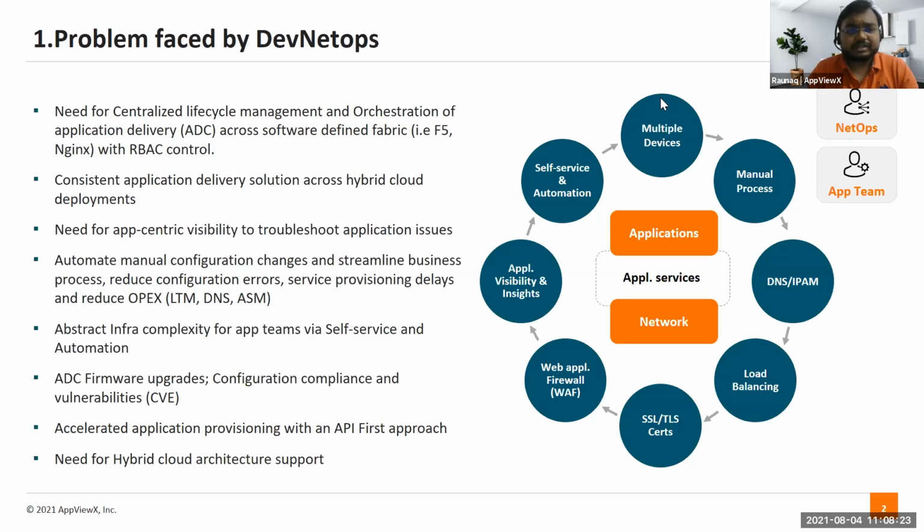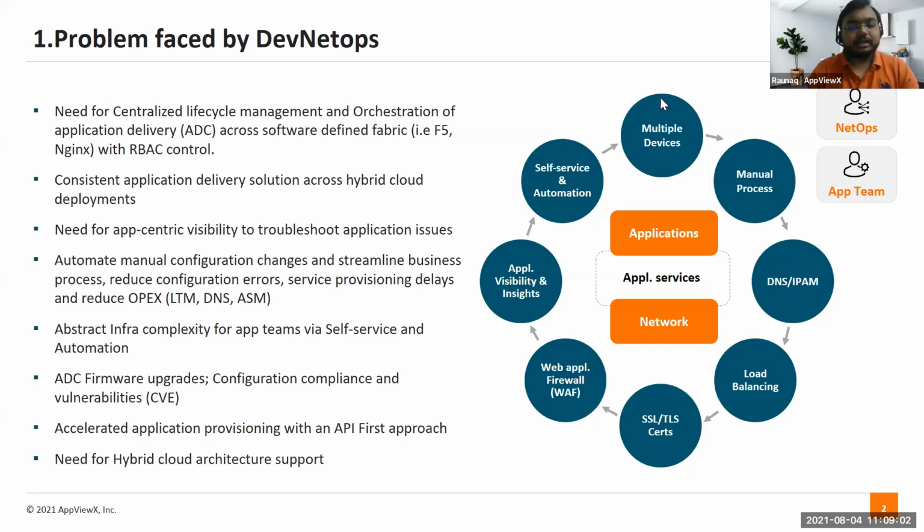Consistent application delivery solution across hybrid cloud deployment. Today there is a scenario where all our ADCs are on different versions, maybe some of them on-prem, some on cloud. So there is obviously a need for app-centric visibility to do the configuration for the teams. Then there is the problem of automating manual configuration changes. We have to do a lot of manual work, there's no streamlining of processes, and that increases our OpEx cost.